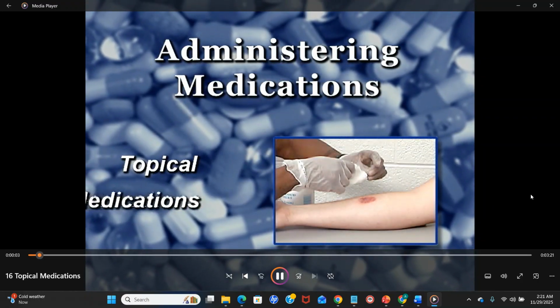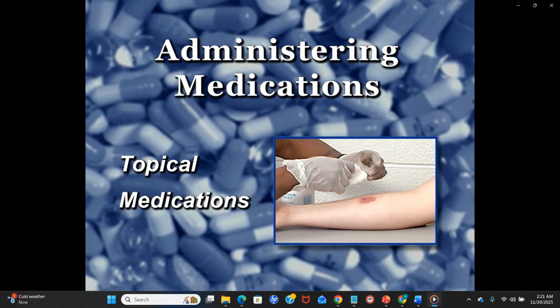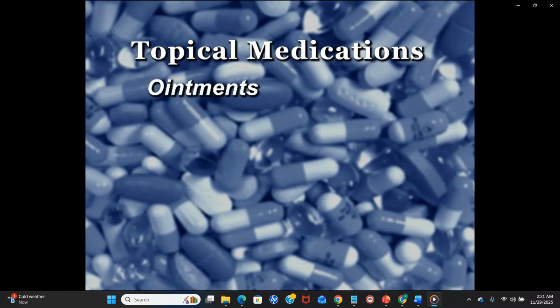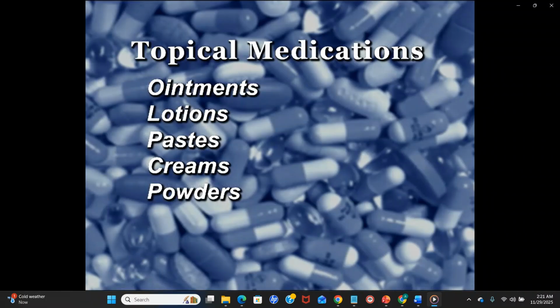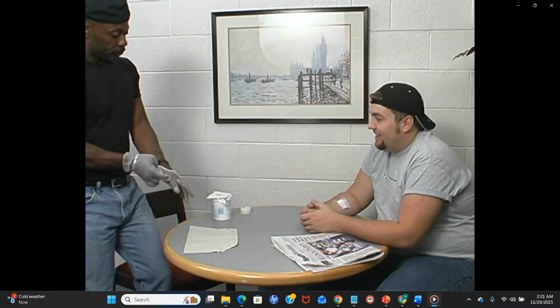Topical medications are designed to treat affected areas of the skin. Topical medications come in several forms, including ointments, lotions, pastes, creams, powders, sprays, and shampoos. Always introduce yourself when you enter the client's living space.